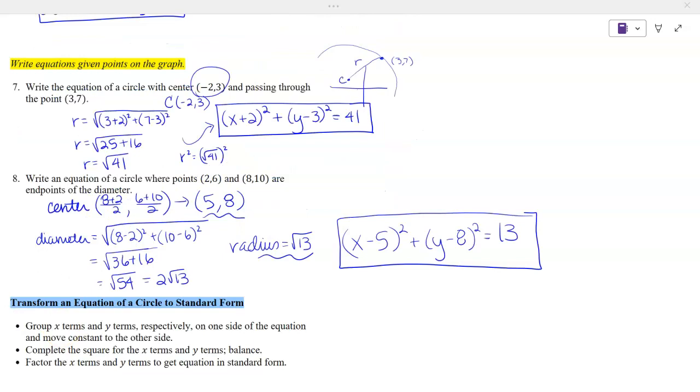So you should have found your midpoint of the endpoints of the diameter. That midpoint, remember, is just the center, and that's going to be at 5, 8.